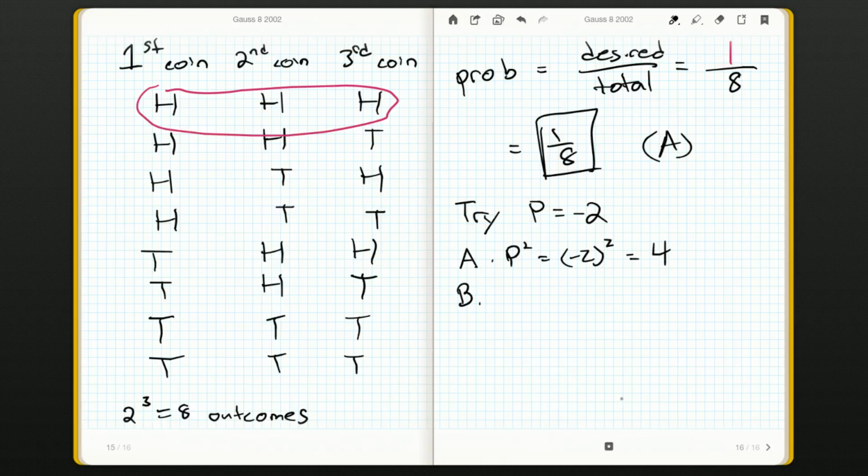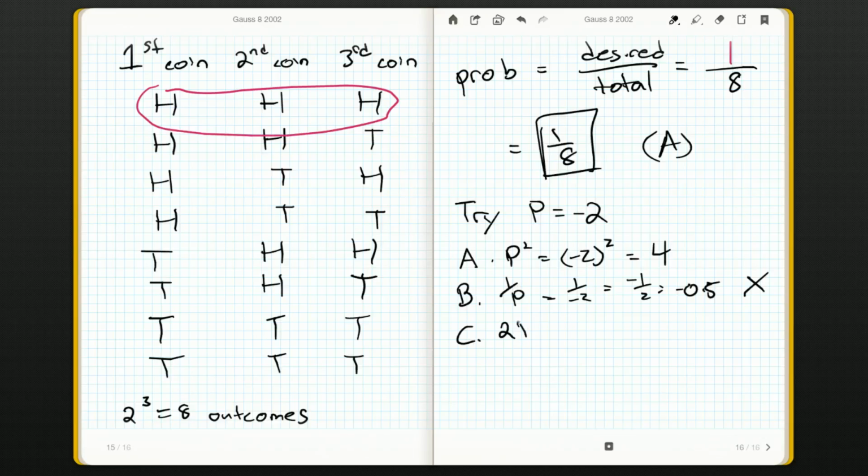If we do all of them and it turns out A was the only one that was positive, then yeah, A has to be the right answer by default. So B, that's 1 over p. 1 over negative 2, well that's negative 1/2, or negative 0.5. That's negative, that's not positive, so B can't be the right answer. Remember, the question said no matter what negative number I put in here, it's got to be positive. Well, 1 over p does not fit that description.